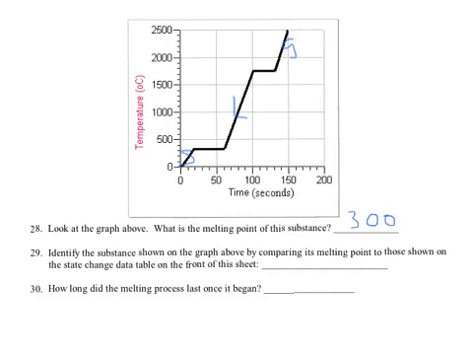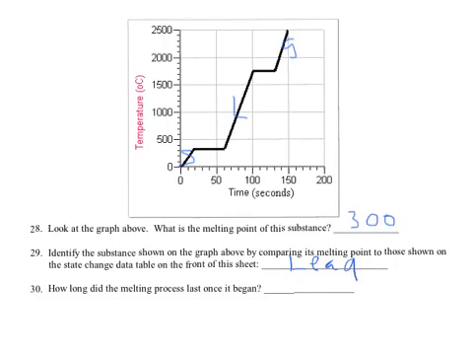Identify the substance of the graph by comparing its melting point to those shown on the state change chart on the other side. So in this case, it looks like it melted around 300, and it boiled around 1700 or 1800. So if I flip my paper over and look at it, that looks like it lines up pretty well with lead.